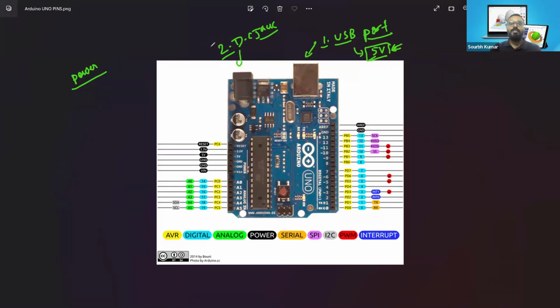And second, the DC jack: the recommended voltage we should use in the DC jack is 7 volts to 12 volts, not more than that and not less than that. Even though it will work properly with 6 volts and 5 volts, that's not the recommended voltage. After 12 volts, it will also work with 13 volts and 14 volts, up to 14 volts. But 12 volts is the maximum recommended voltage to be used in the development board.